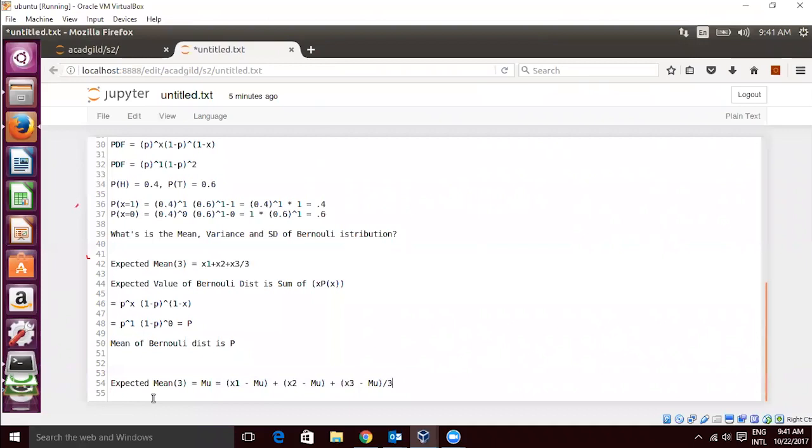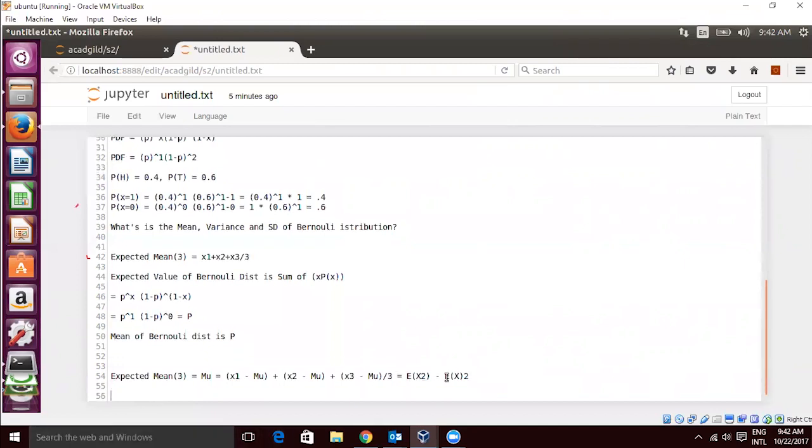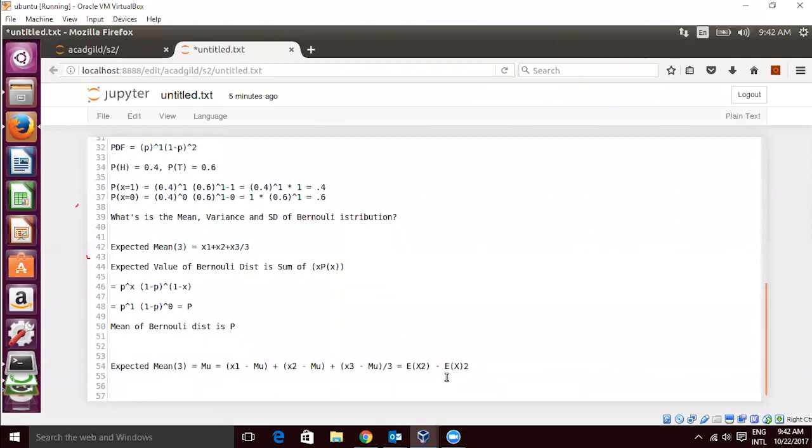As of now I'm not going to derive this, I'm just telling you the formula. Because I know the expected value already, using the expected value I have to derive the variance value. So the expected value of x square minus the square of the expected value of x is nothing but the variance. Let us use this formula and calculate the expected variance.